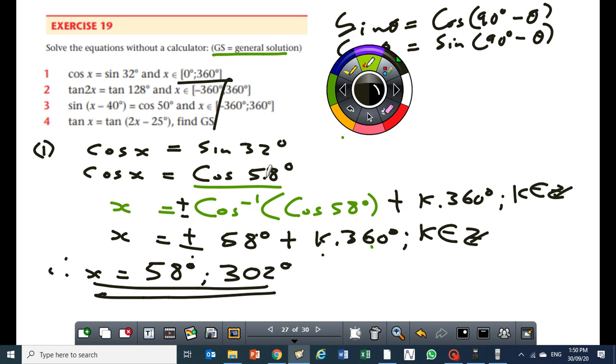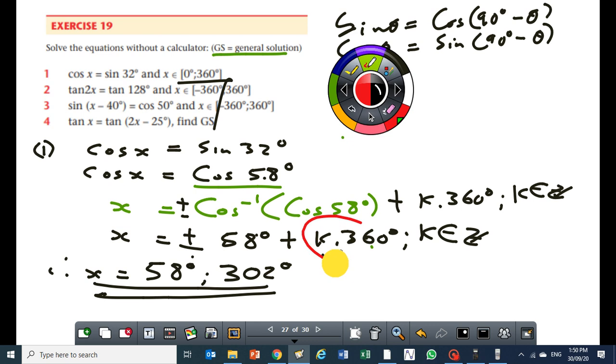As in x is equal to 58, and then you say 58 times 1, and then 360 minus 58. Okay.